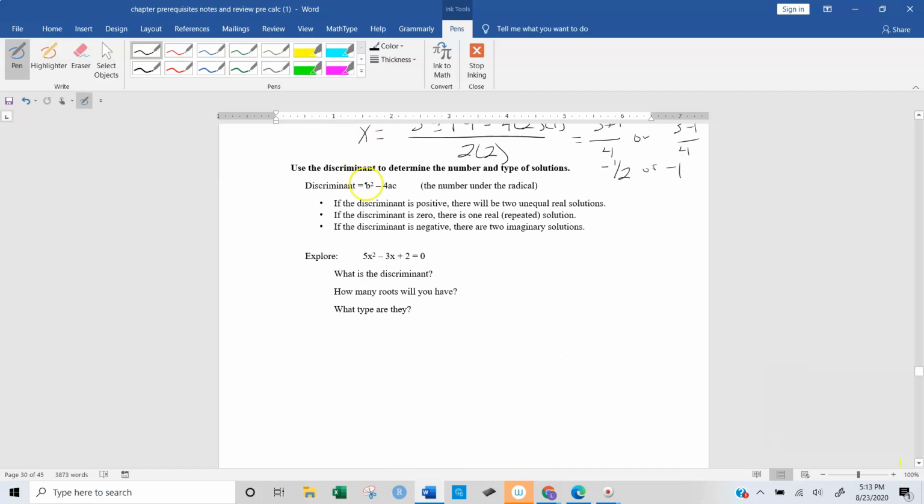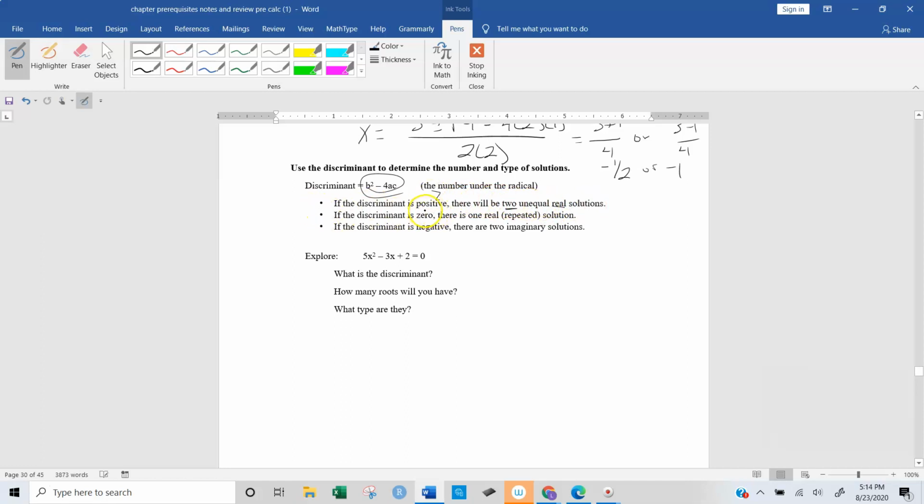Discriminant is just the name for the b squared minus 4ac, or what's underneath the radical. Sometimes we're asked for the discriminant only. If the discriminant is positive, like if it's 7, there will be 2 real solutions. They might be rational or irrational, we don't know, but I know I have 2 of them. I know they're real because I can take the square root of 7.